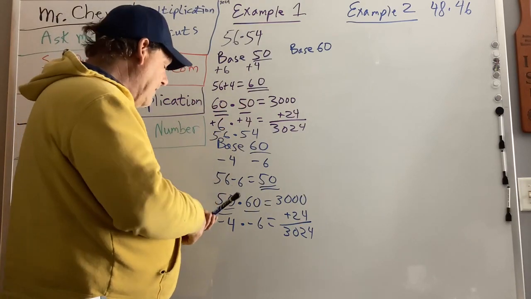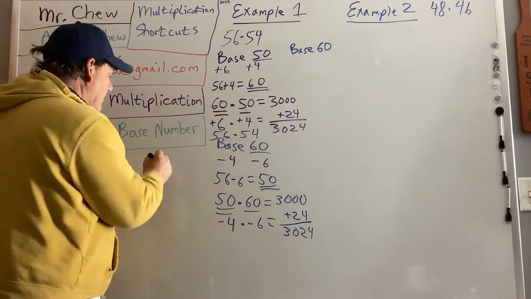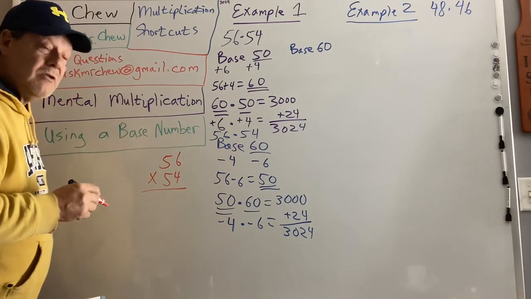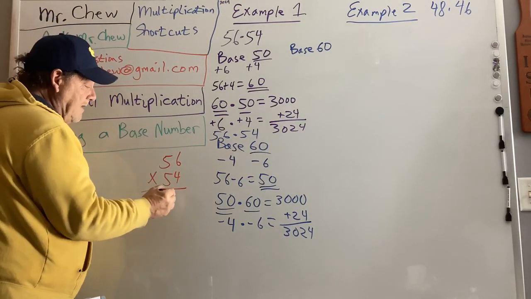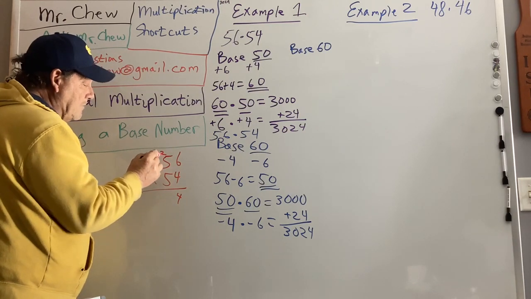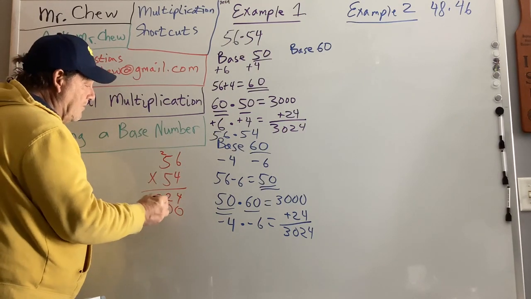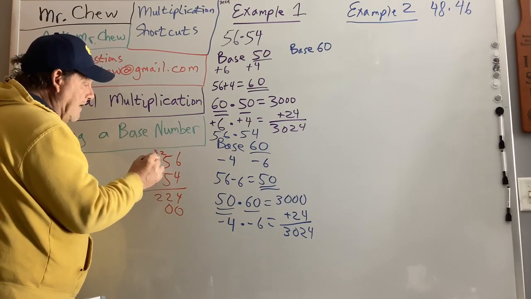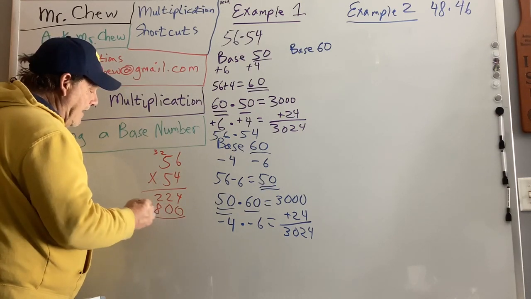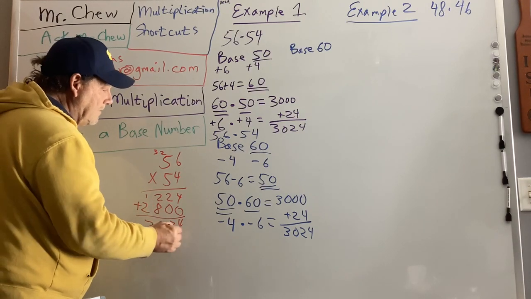Now, I always have people that'll say, yeah, but Mr. Chu, is that really the answer? Well, take your 56 times your 54 and use your traditional algorithm. 4 times 6 is 24. Carry the 2. 4 times 5 is 20 plus 2 is 22. Hold my place value. 5 times 6 is 30. Carry the 3. 5 times 5 is 25 plus 3 is 28. And when I add down, look what I get. 3,024.